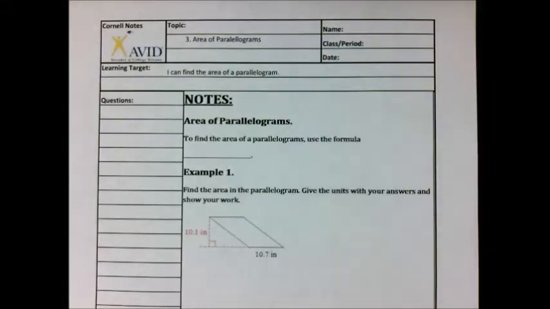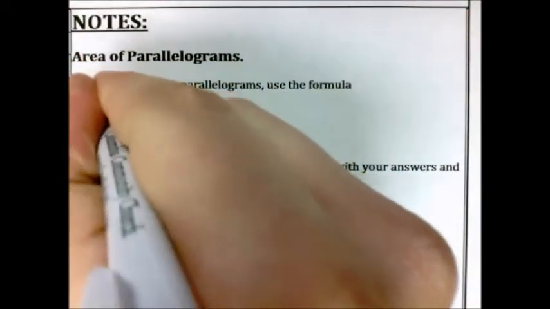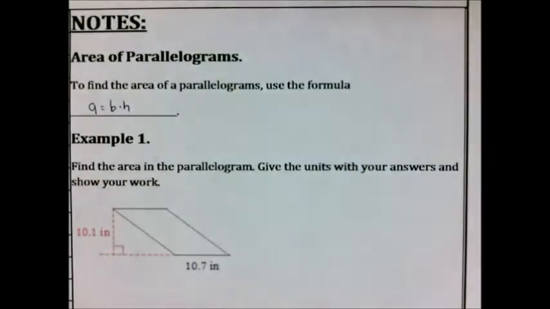Alright, so we're going to talk about area of parallelograms today, and that's what your learning target is: I can find the area of a parallelogram. So first we're going to talk about what the formula is for the area of parallelograms, and it's a lot like those rectangles and squares and what we used to do way back when. In order to find the area of a parallelogram, we use the formula area equals base times height. Okay, so that's A equals B times H.